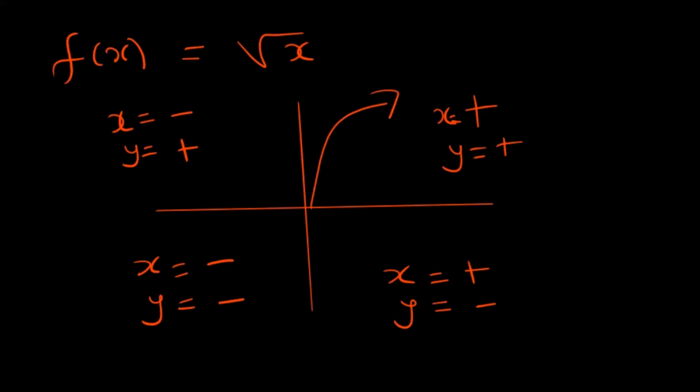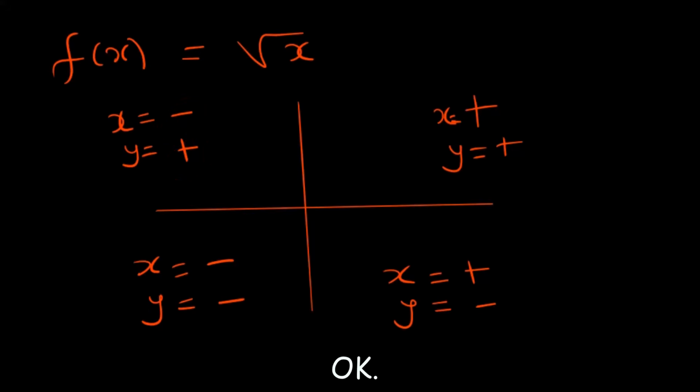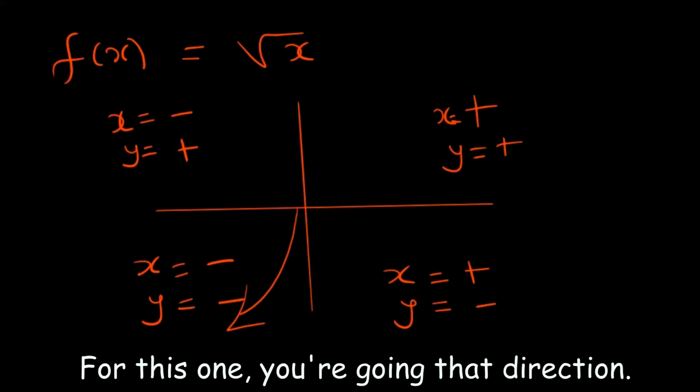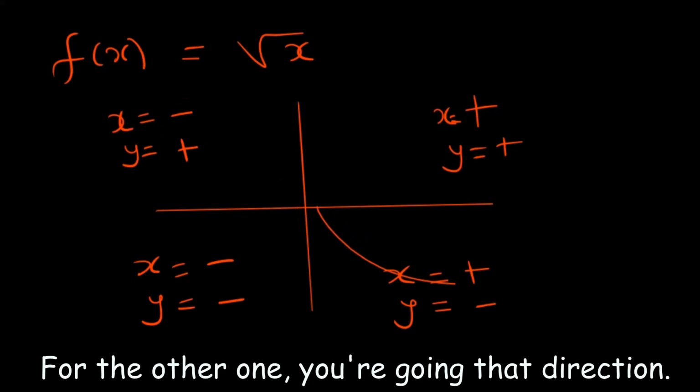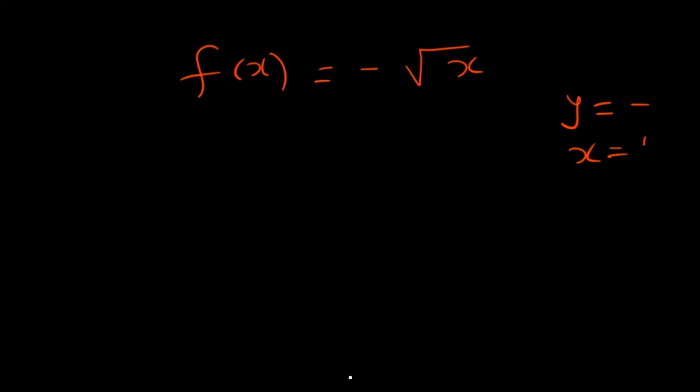So if you're going to look at this one, all of them are positive, that's why it's going like that. If you're going to look at another function that has, let's say, x negative and y positive, you're going in that direction. For this one you're going in that direction. For the other one you're going in that direction. So once you get this clue, then everything becomes simple. So let's solve another example. Let's say you have f of x is equals to negative the square root of x. So you're able to see that y in this case is negative, x in this case is positive. So if you're going to draw your graph, how is it going to run?